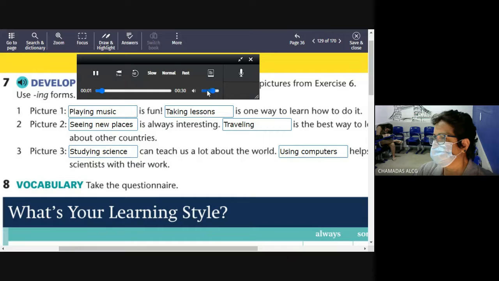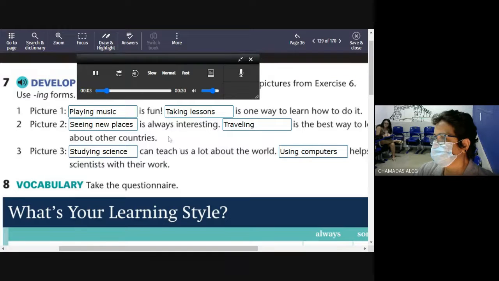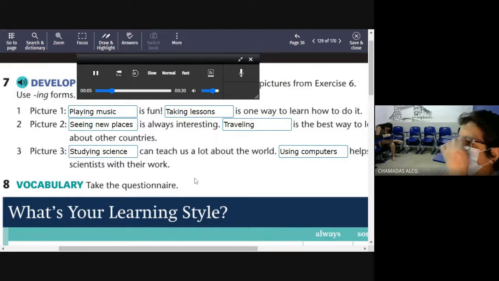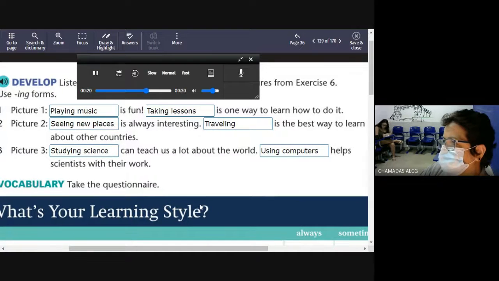Picture 1. Playing music is fun. Taking lessons is one way to learn how to do it. Picture 2. Seeing new places is always interesting. Traveling is the best way to learn about other countries. Picture 3. Studying science can teach us a lot about the world. Using computers helps scientists with their work.